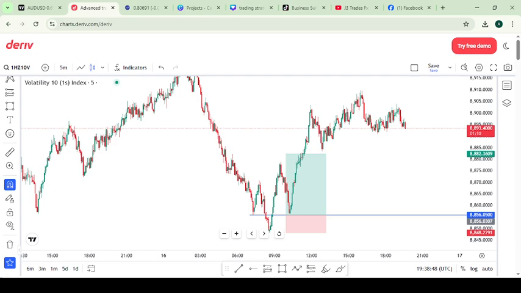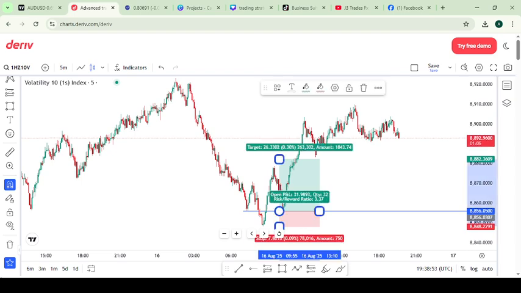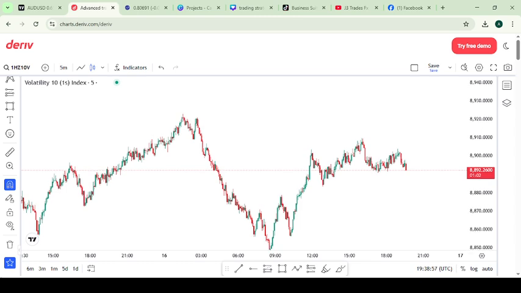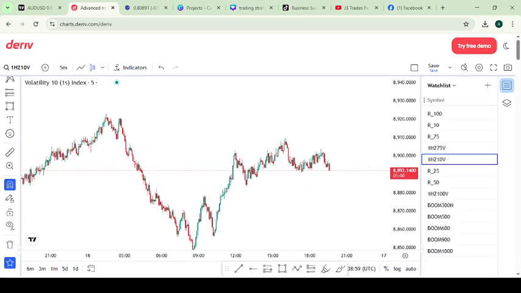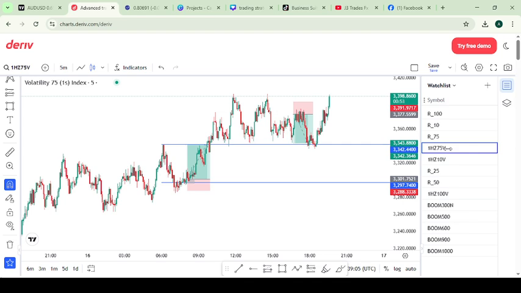So here's a quick recap on the trades that I caught today. So this was a missed entry, very painful. So there you go. So I caught two trades on V75 1S today. So I dropped the two of them here so that you guys can also benefit from it.